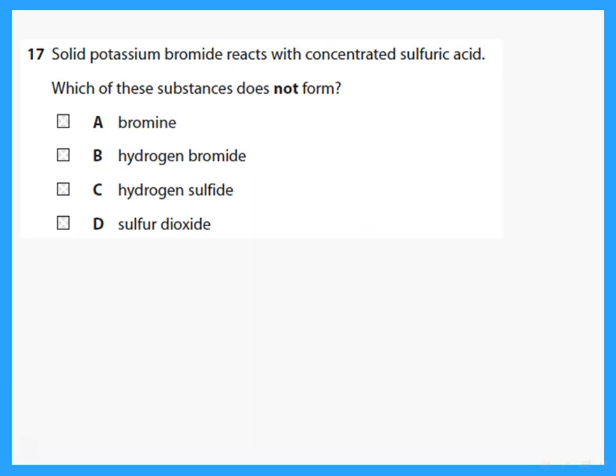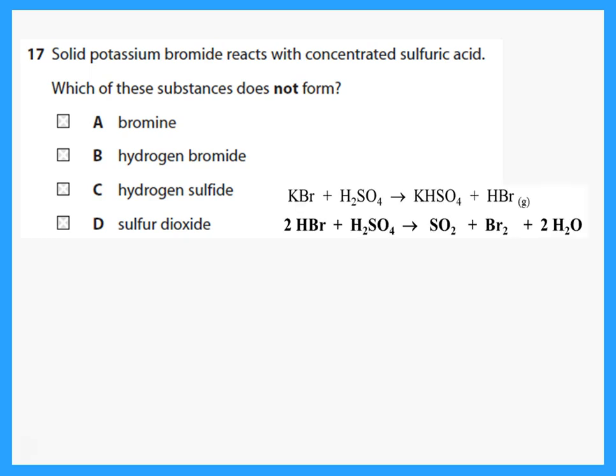Okay. Solid potassium bromide reacts with concentrated sulfuric acid. Remember, we talked about chlorides, bromides, iodides reacting with concentrated sulfuric acid. We said if we have a chloride, it reacts with the concentrated sulfuric acid and give HCl. And that's it because the HCl is not a good reducing agent. Now, if we react with bromide, then we said the bromide will react with the sulfuric acid to give HBr, but then the HBr is a better reducing agent, so it further reacts with the sulfuric acid to form SO2 plus Br2. So what you don't get with the bromide is hydrogen sulfide.